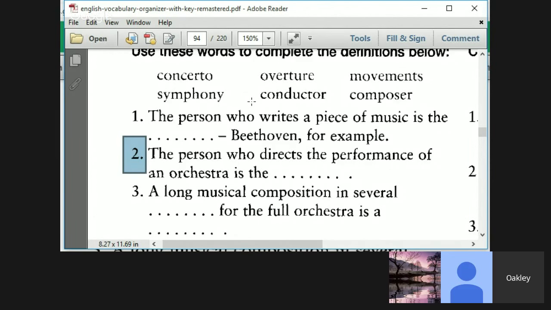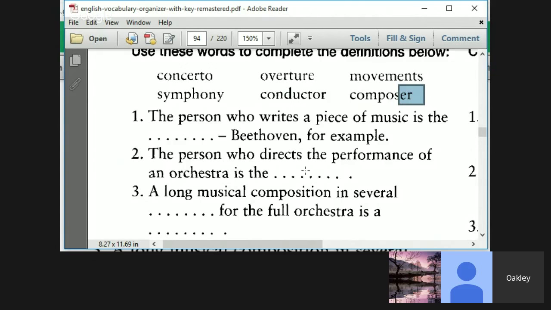The clue might be the suffix, the ending of the word. So, for example, composer is a person, a farmer. Orchestra. Concerto. No. Actually, it's a conductor. Many times, ER or OR indicates a human being. Doctor ends the same way. Farmer. ER or OR often indicates a human being.